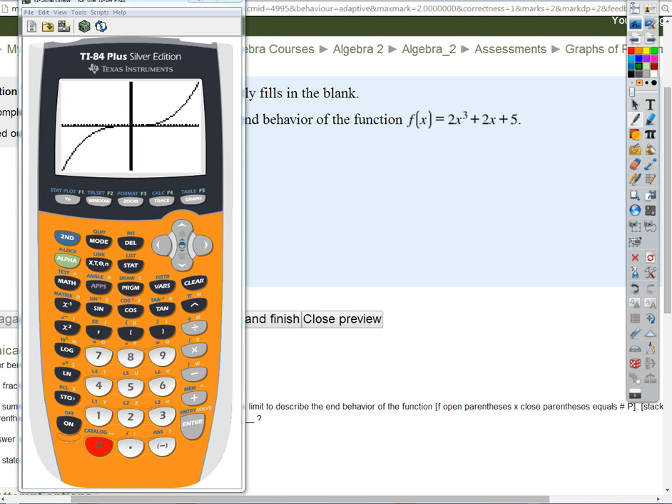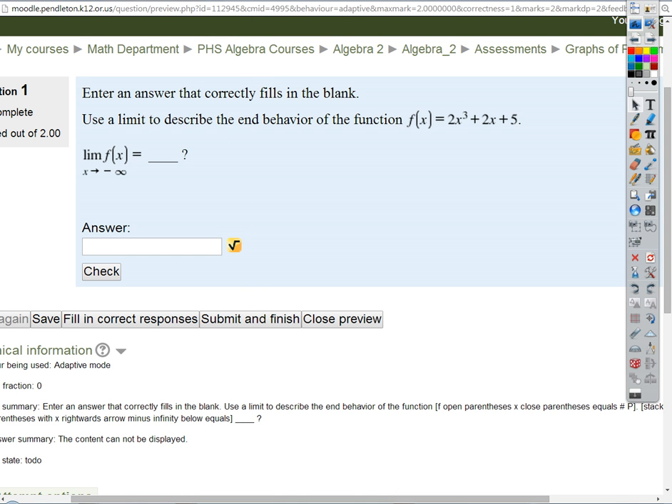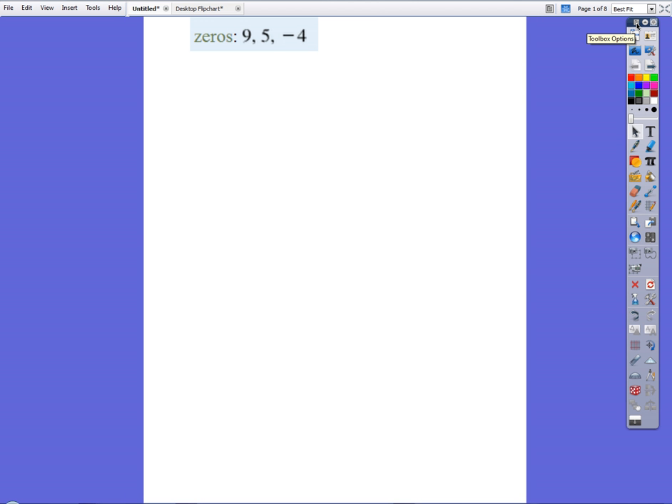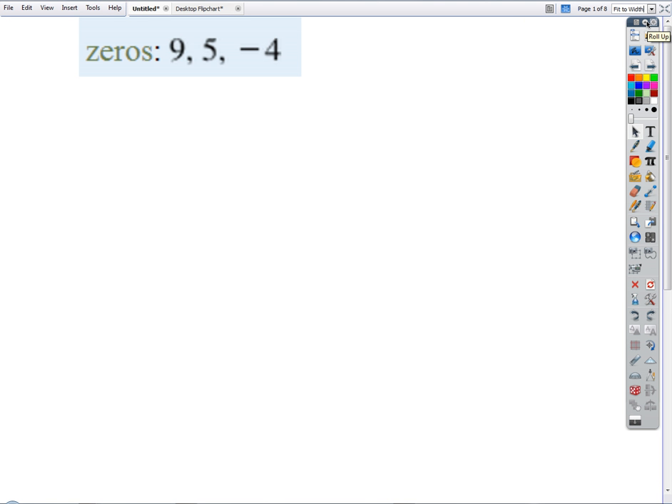All right, moving on. So here's some other ones. What's easier for me is just to graph these. These are on the graphing calculator part of the test because they go with the graphs, but they're not really graphing calculator questions.